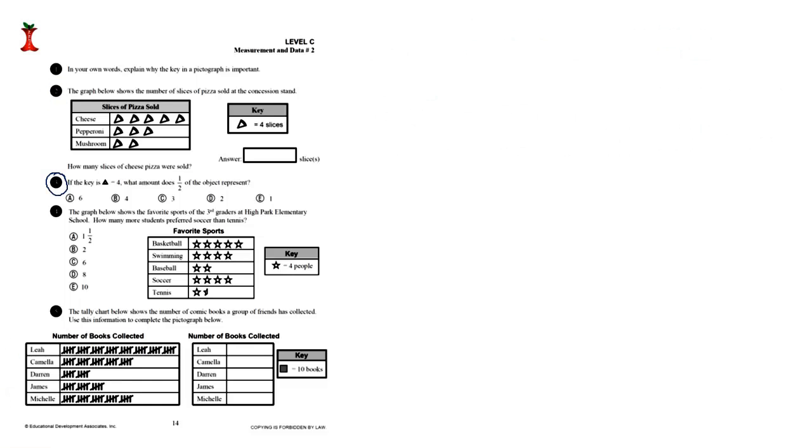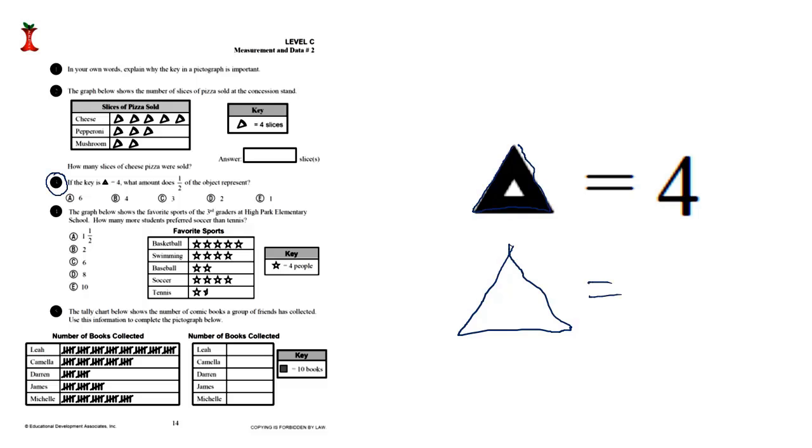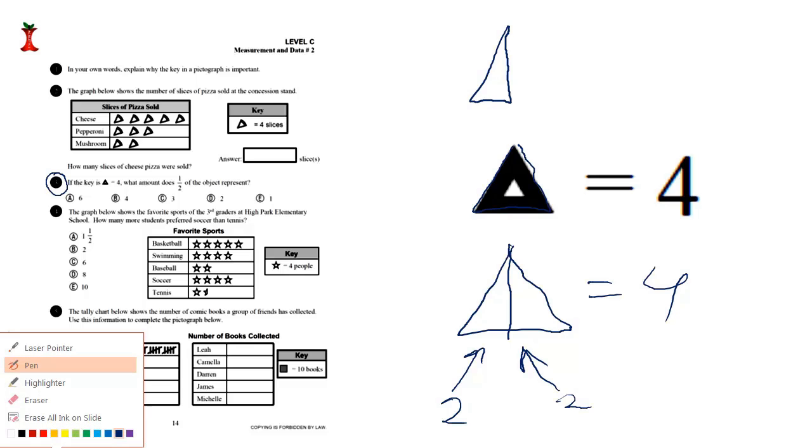Problem number 3. If the key is triangle equals 4, what amount does half of the object represent? So we have this and it equals 4. One full one is 4. If we cut it in half, then this piece right here is 2, and this other piece is 2. So if we have this, what does it represent? Let's move on to problem number 4.